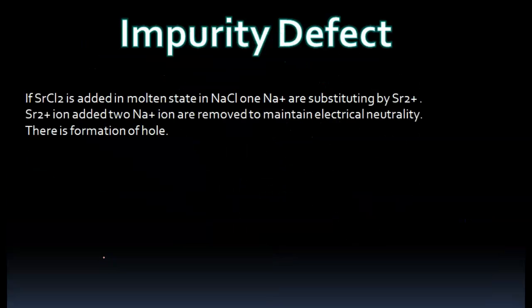Now next is impurity defect. In SrCl2, sodium chloride is added in the molten state. In sodium chloride, one Na+ cation is substituted by Sr2+, because it has two positive charges and Na+ has one. So Sr2+ substitutes two Na+ cations. So this is impurity defect.